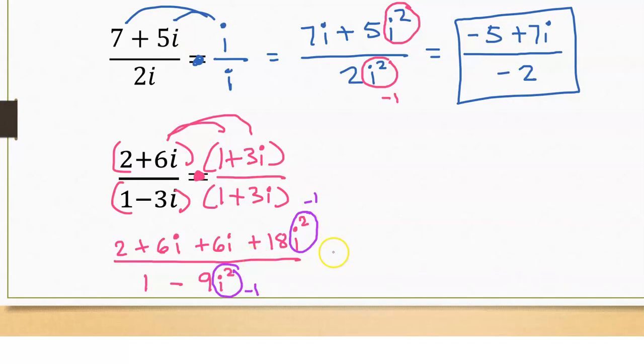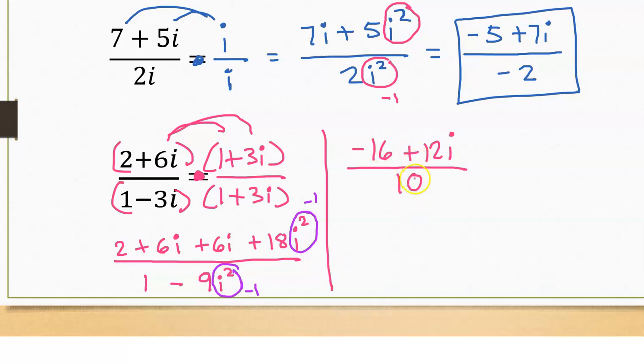For that reason, on my next step, let's see, combining 6i and 6i gives me 12i. So I have plus 12i. The negative 1 times the 18, this is now a negative 18. Negative 18 plus 2 is negative 16. In the denominator, this is really plus 9, so I have a 10.